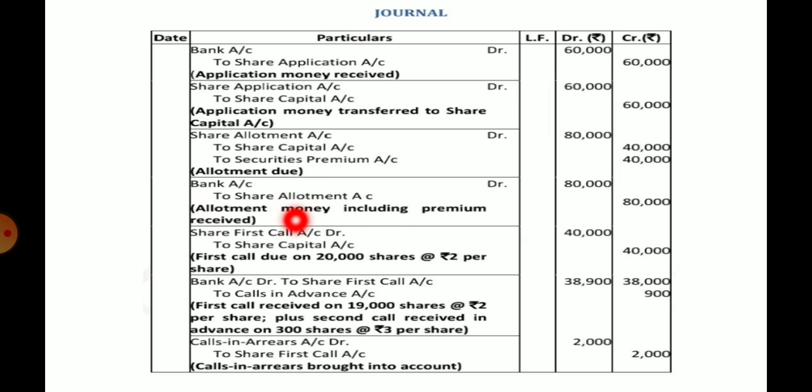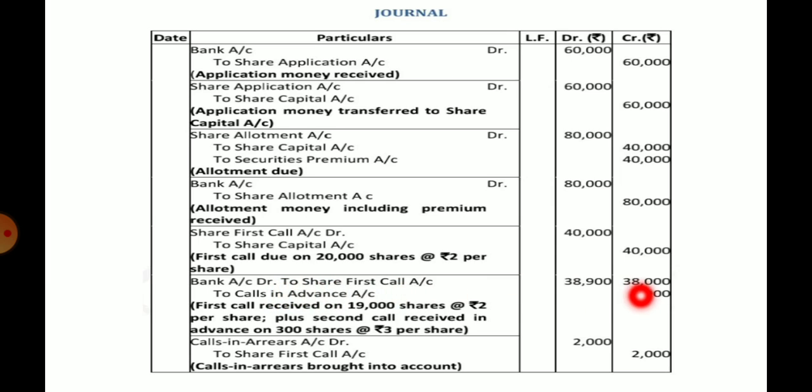After transferring it to share allotment, to share first call account debit 40,000 to share capital. Okay, as we know, the first call is received on 19,000 shares at 2 rupees per share, plus the second call is received in advance on 300 shares. So how much will be transferred? Bank account debit, that will be 38,900. To share first call 38,000 goes on the credit side. The entry is in the wrong place, so you may not easily understand it, but it will be on the credit side.